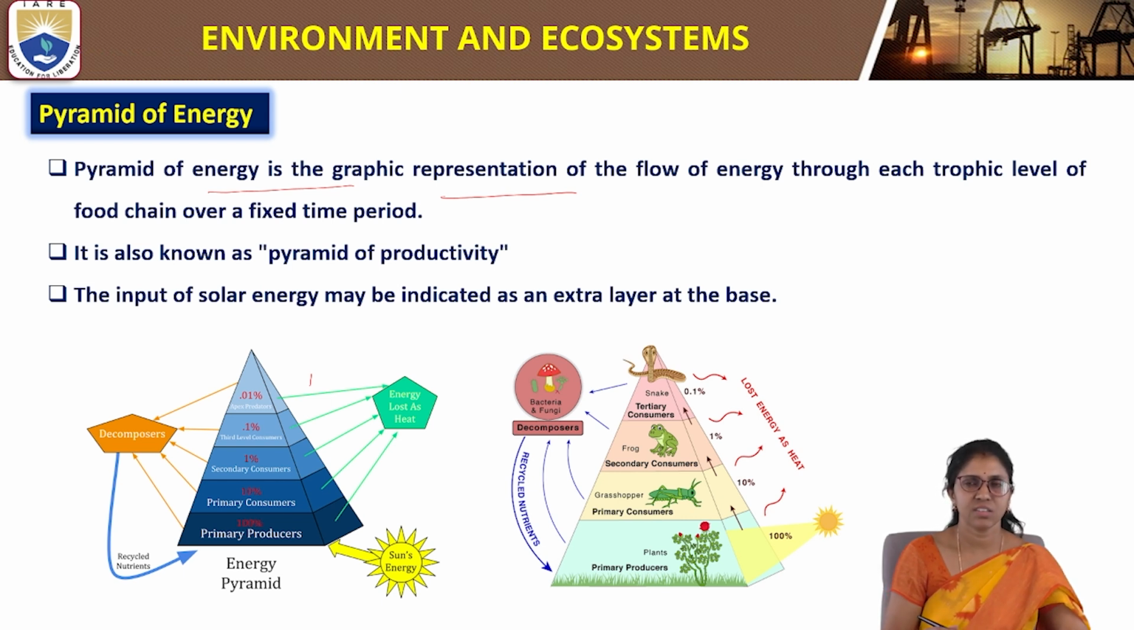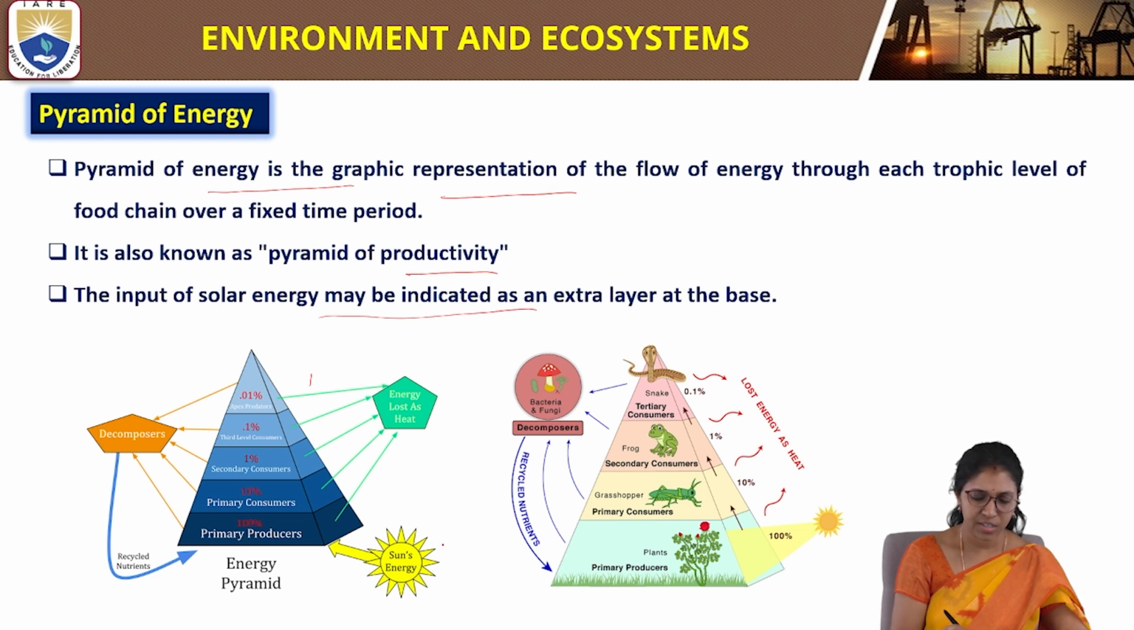Pyramid of energy is a graphic representation of flow of energy from one trophic level to another in a fixed time period. It is also known as pyramid of productivity. The input of solar energy may be indicated as an extra layer at the base.